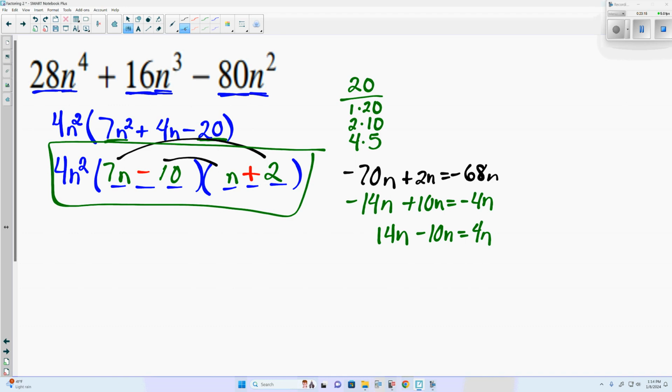So 28, 16, and 80 all have a common factor of 4, and we've pulled it out. They also have a common factor of n squared, because we can have variables too.